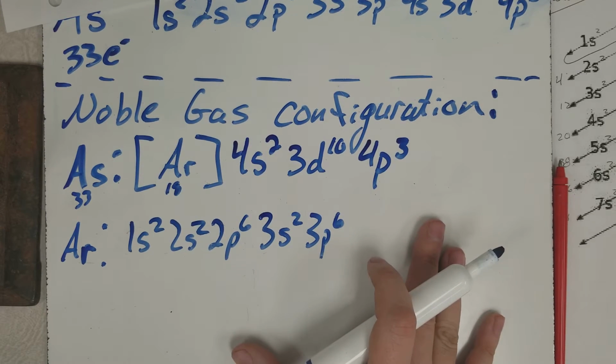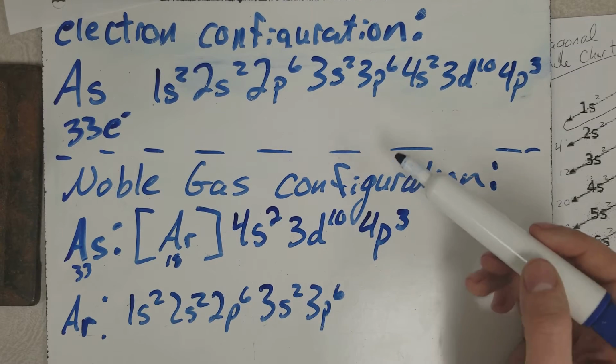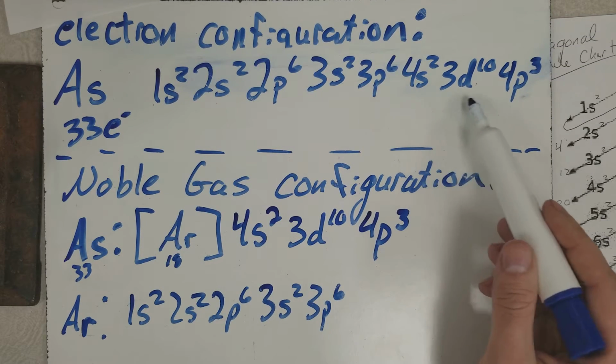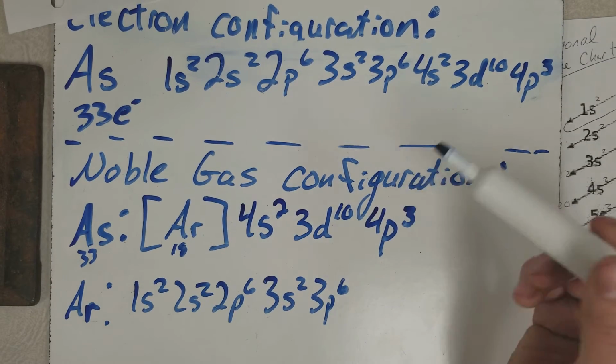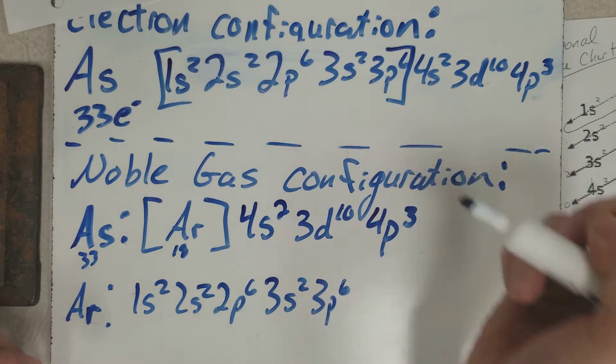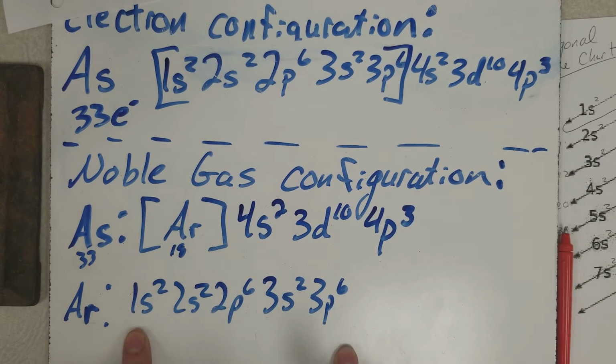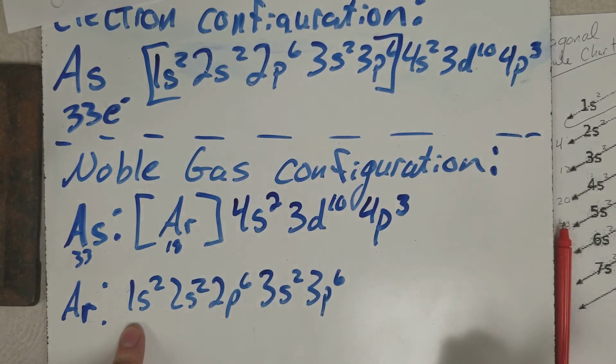If we look at arsenic completely written out to double check ourselves, we do notice that we have the end part written correctly. We've essentially taken all of this extra stuff out front, which is what argon's electron configuration is, and then just shortened it and called it Ar.